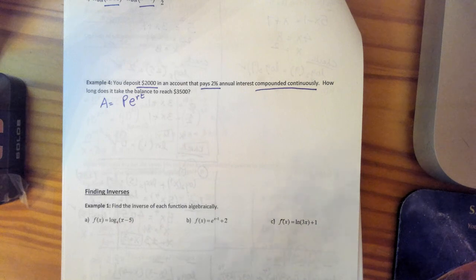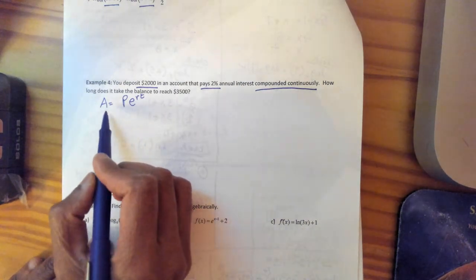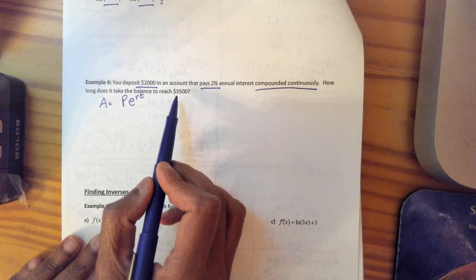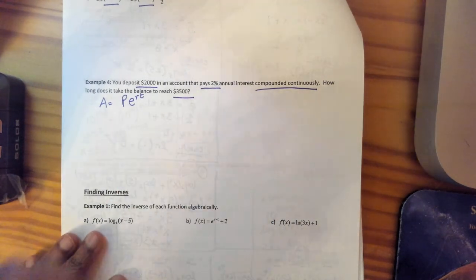All right, let's hope that it doesn't lose again. So now let's substitute and go ahead and solve. Let's finish reading the question. How long does it take the balance to reach $3,500? So this is my final amount. What I'm calculating is the time, because the question is how long does it take?